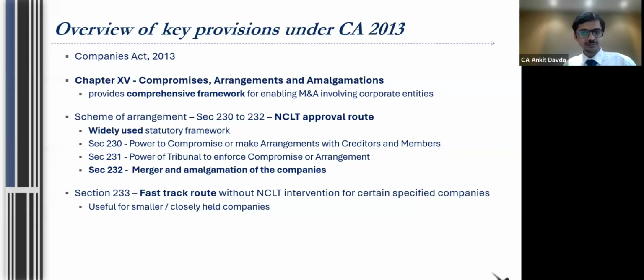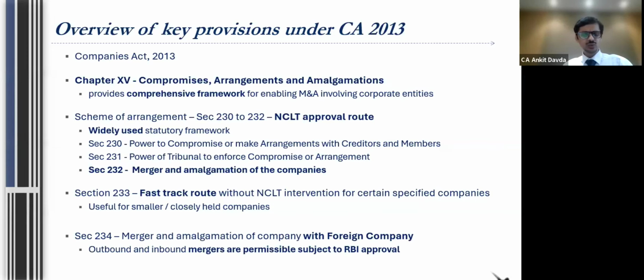So in that sense, Section 233 is a blessing in disguise. Given today's situation before NCLT, if eligible, companies can look to Section 233 provisions to implement a fast track merger quickly without approaching NCLT. Then there is Section 234, which deals with merger and amalgamation of companies with foreign companies, which is not the subject matter of discussion today, but I just want to clarify it.